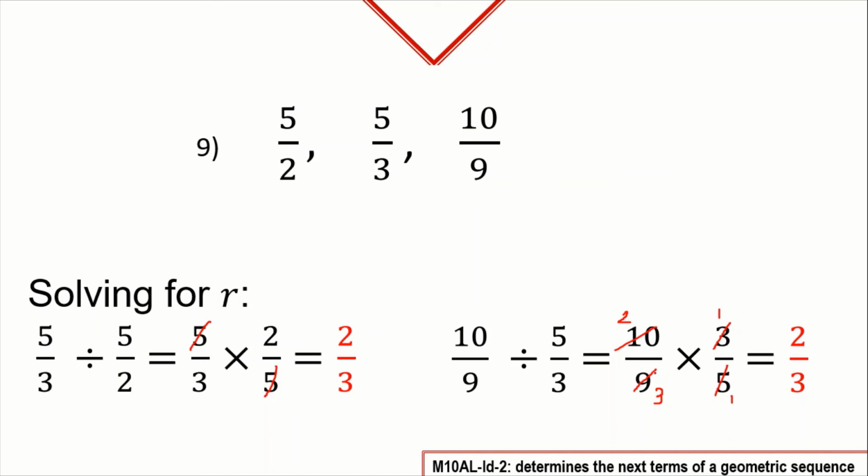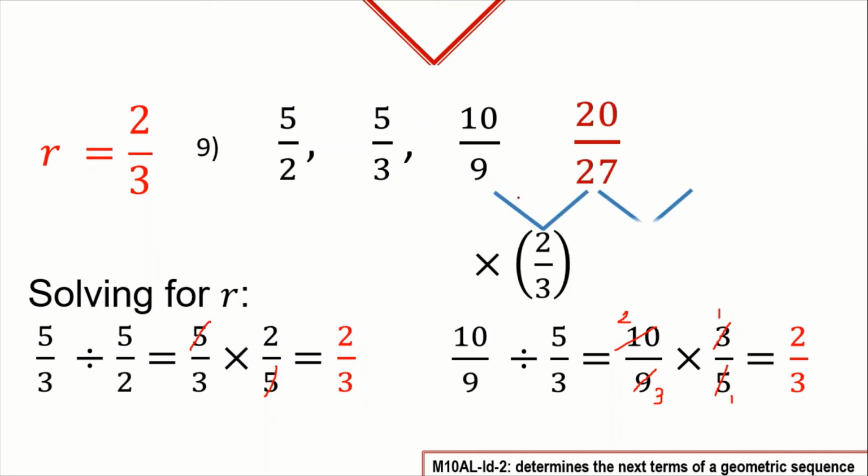Now, pwede nating i-multiply yung mga naiwan. So, we have 2 times 1 is 2. 3 times 1 is equal to 3. So, 2 thirds pa rin naman ang lalabas. So, the common ratio here is 2 thirds. Para makuha ang kasunod kay 10 over 9, i-multiply natin with the common ratio 2 thirds. So, again, pag nagmumultiply ng fractions, numerator sa numerator, denominator sa denominator.